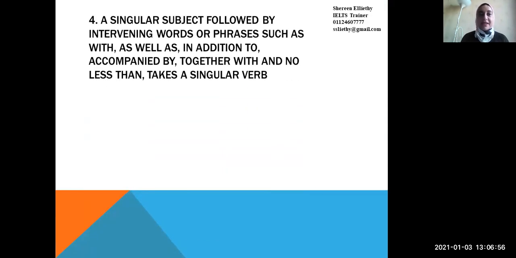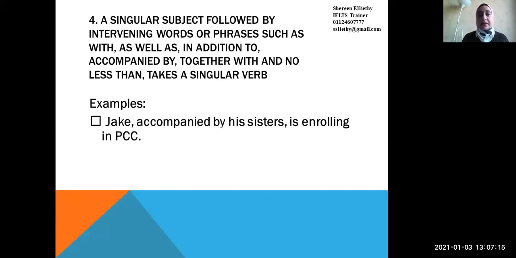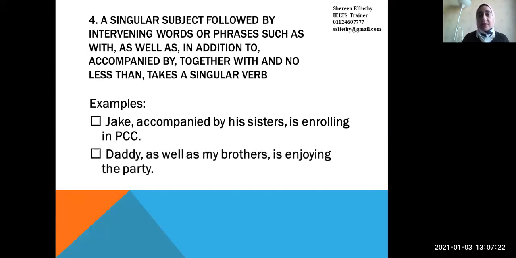Rule number 4. A singular subject followed by intervening words or phrases such as with, as well as, in addition to, accompanied by, together with, and no less than will take a singular verb. I think things will be much clearer if you look at the example. For example, Jack, accompanied by his sisters, is enrolling somewhere. So again, what is the meaning of intervening words?